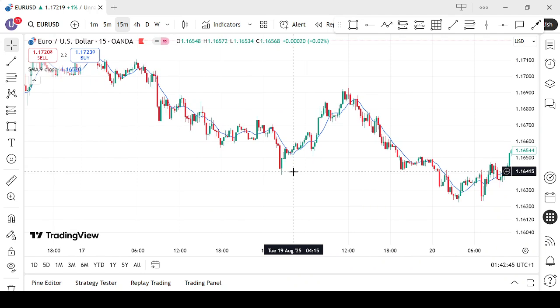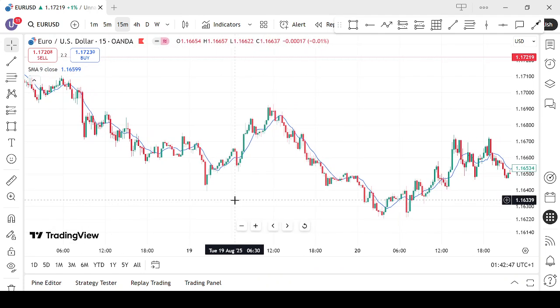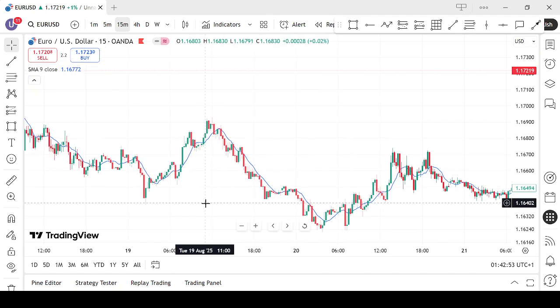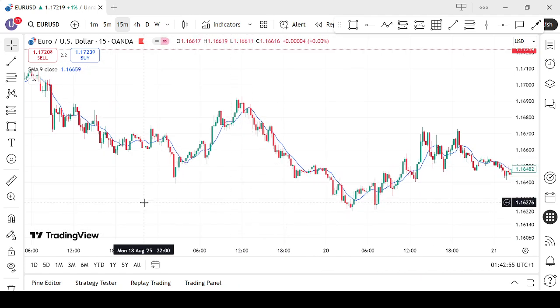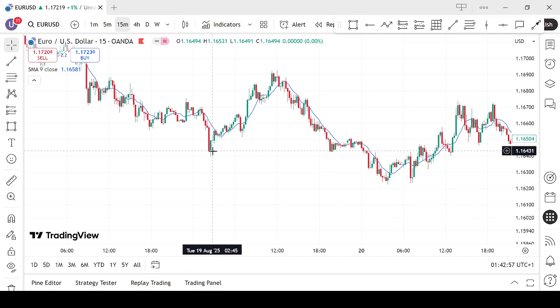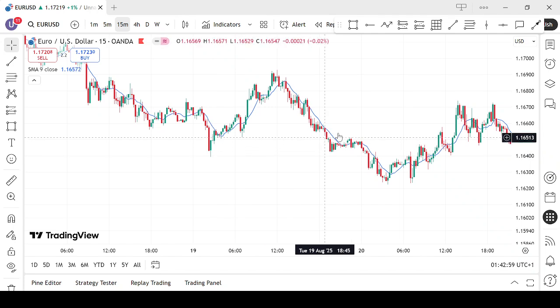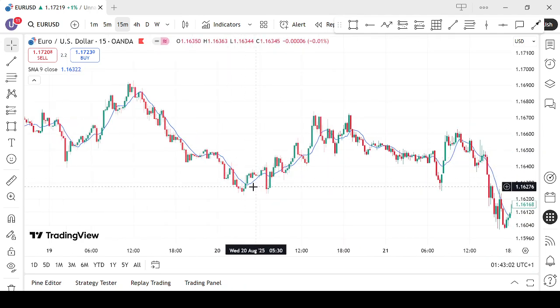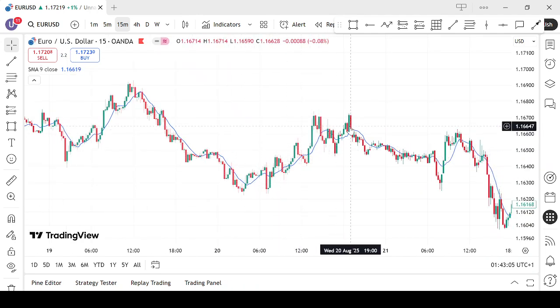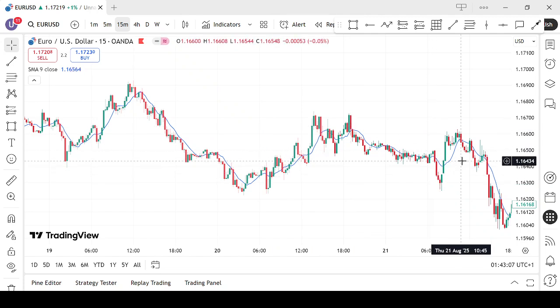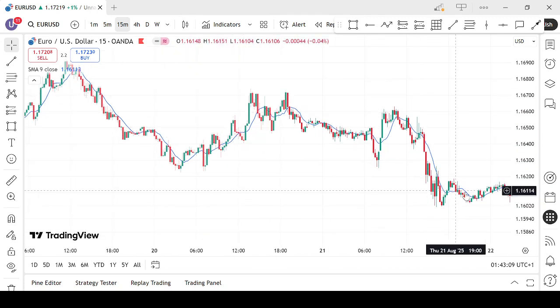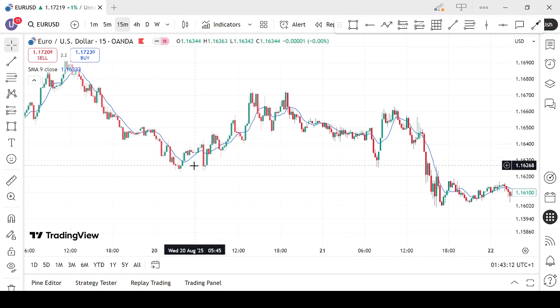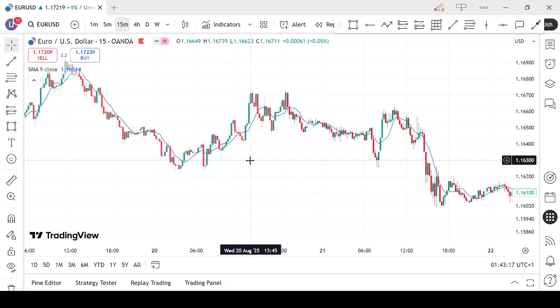The SMAs are effective because they provide a clear visual representation of market trends. An upward moving SMA indicates an uptrend. When you see the simple moving average is moving to the upside, you know it is an uptrend, while when it's moving downwards, you know it is in a downtrend. Additionally, the SMA can act as a dynamic support and resistance level, helping traders set stop loss and take profits.